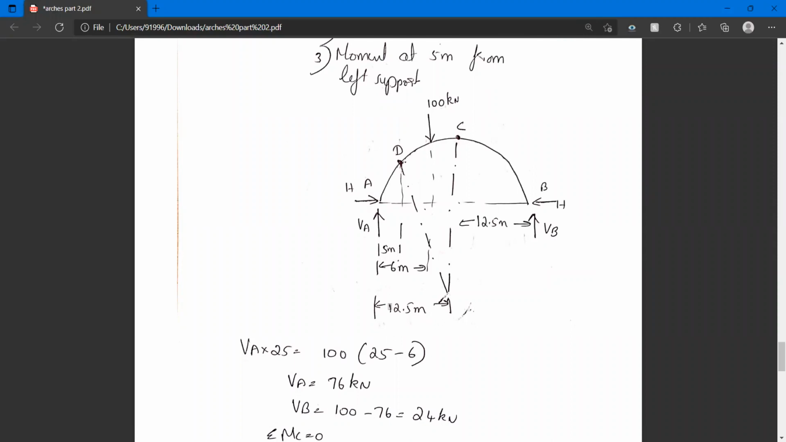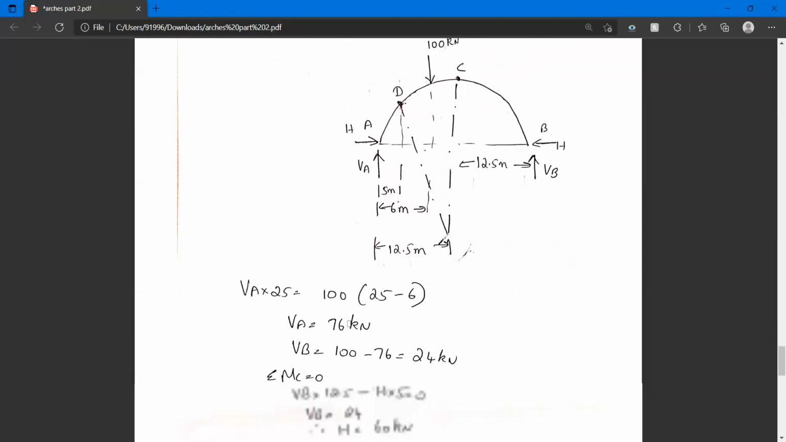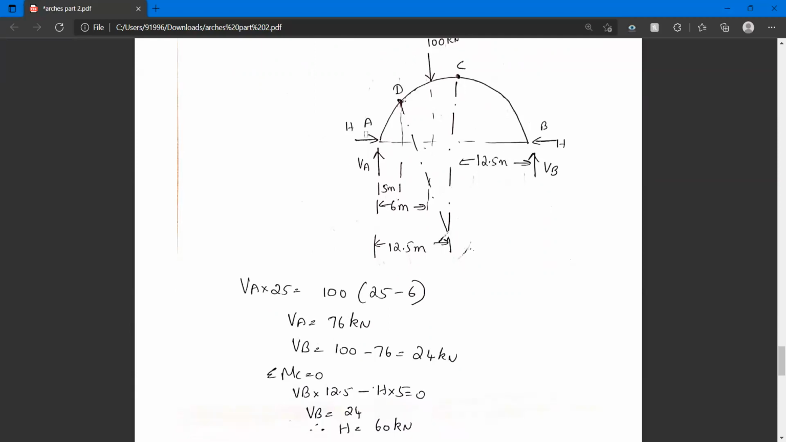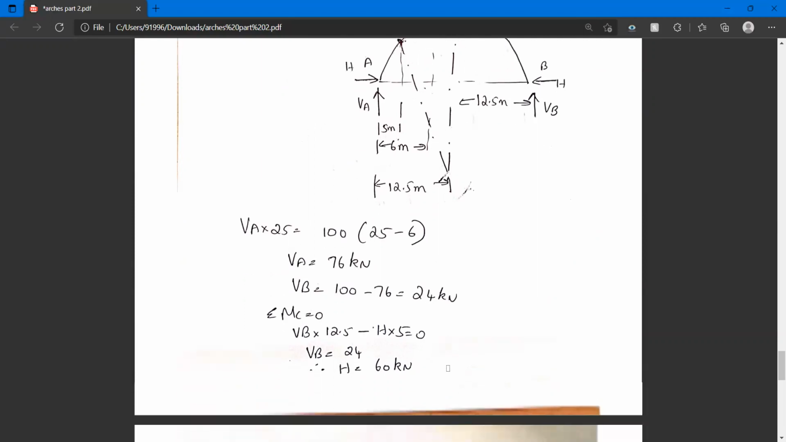Likewise, the previous problem, first you should find out vertical reactions VA and VB. Take moment towards either A or B and find out VA and VB. Let us take moment towards B, then VA into 25 is equal to 100 into 25 minus 6. Okay, so VA, you got the value. Then total downward acting load is 100 kilonewton. So VB is equal to 100 minus 76, which is equal to 24 kilonewton.